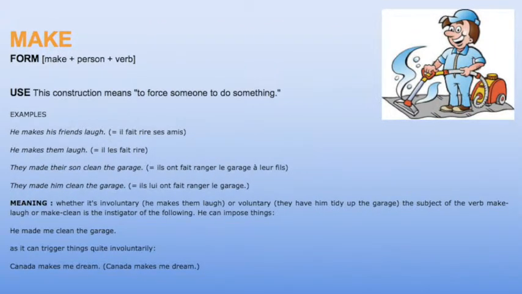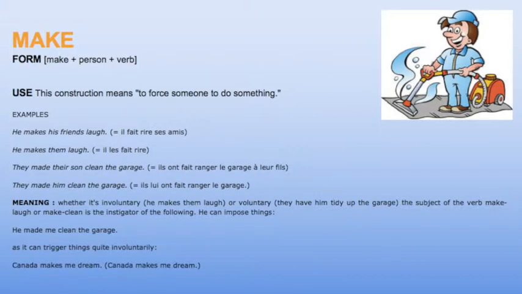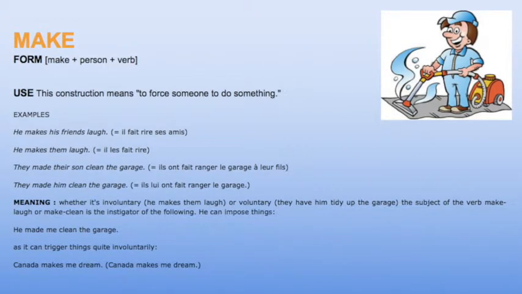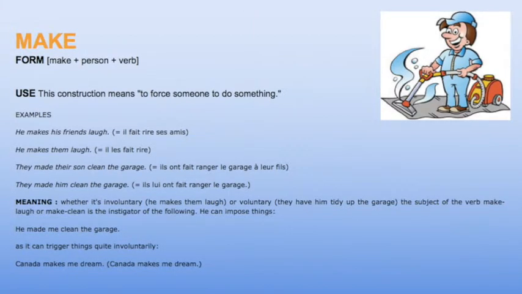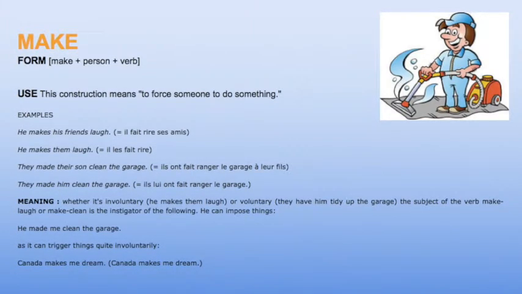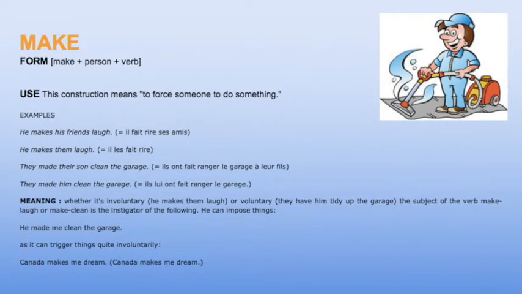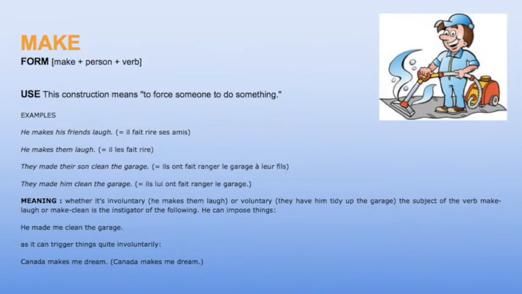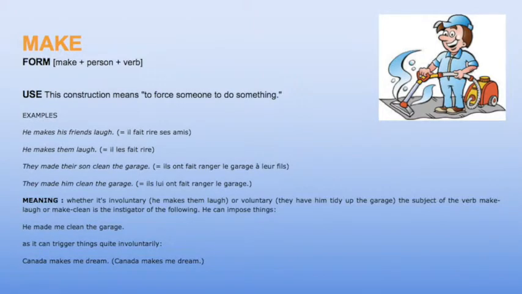Now, let's talk about the verb make. The traditional construction is make plus person plus verb. We use this verb to express that we force someone to do something. For example, he makes his friends laugh, or they made their son clean the garage. If we pay attention to the meaning, we can see that it can be involuntary, for example, he makes them laugh, or voluntary, they have him tidy up the garage. The subject of the verb make laugh or make clean is the instigator of the following action.